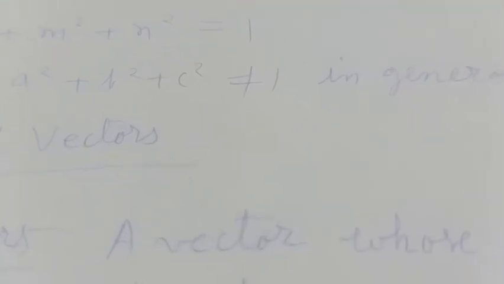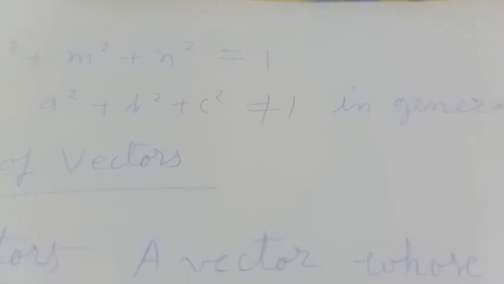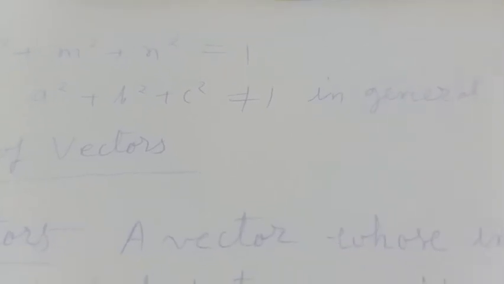Now next, also we can notice that L square plus M square plus N square equals 1, but A square plus B square plus C square is not equal to 1 in general. In general, L square plus M square plus N square equals 1, but A square plus B square plus C square need not be 1. Maybe or maybe not.